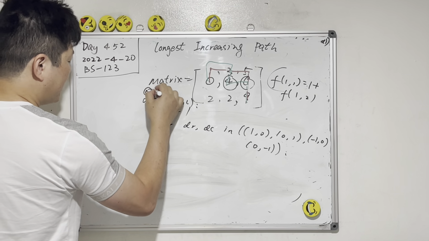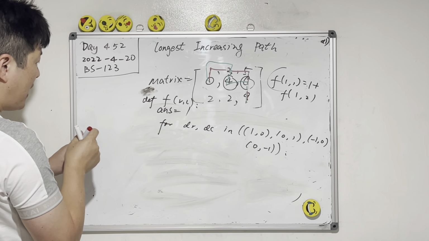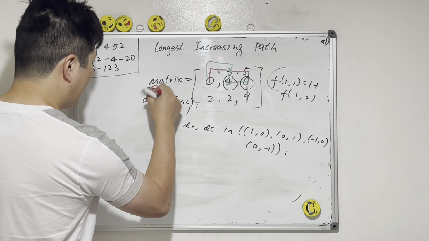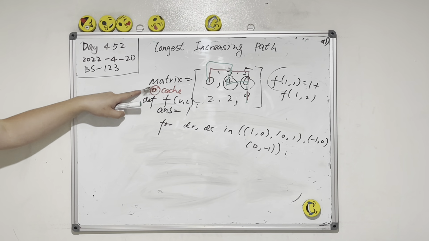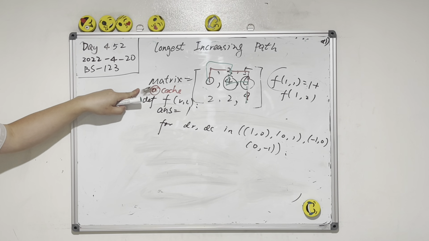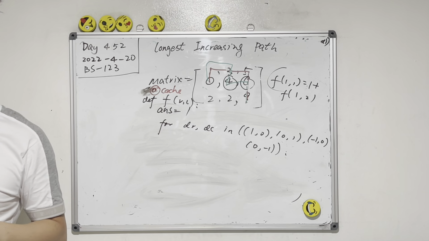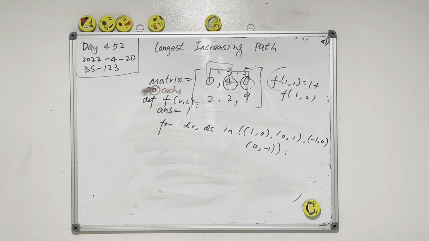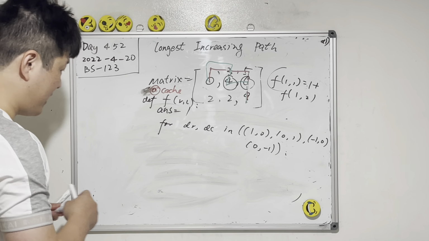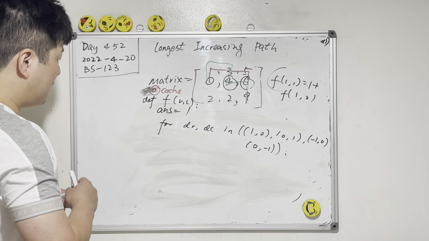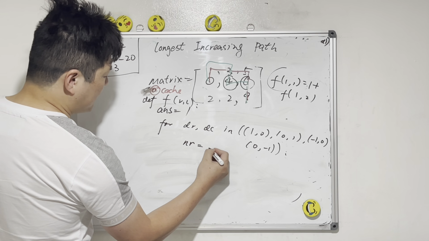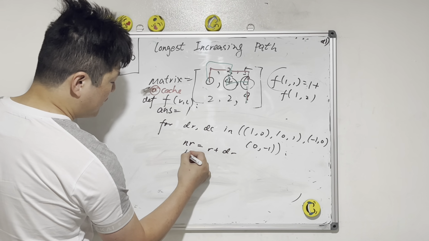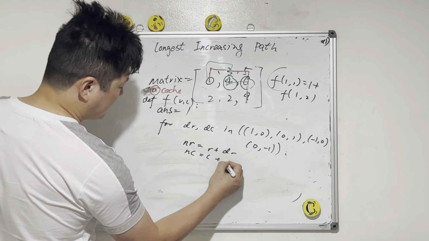And then we put a cache here, okay? I'm going to mark it as red. This is very important because if we don't put this cache, this solution will be infeasible. It means it's impractical to solve in a short amount of time, right? Okay, so cache answer, and then new row equals r plus dr, new column equals c plus dc.